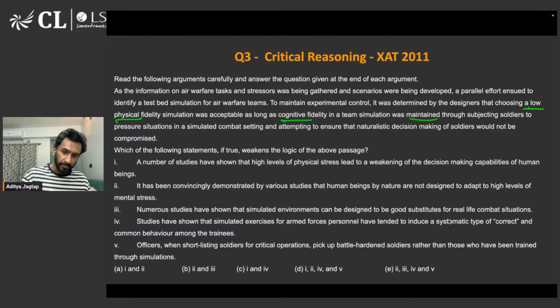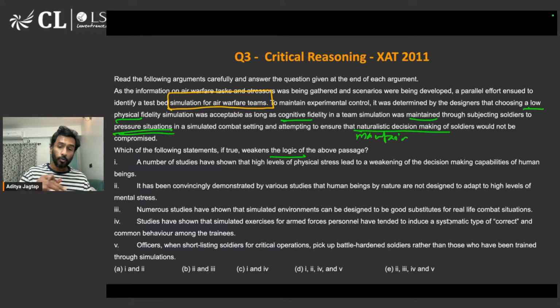And the objective, parameter three, is that under a pressure situation, soldiers should be able to maintain naturalistic decision making. Right? So these words marked in green are the logic of the above passage. The logic is that if you want to train air warfare teams, mark that in yellow, if you want to train the air warfare teams, then you have to do what is stated in those green blanks that I've marked.